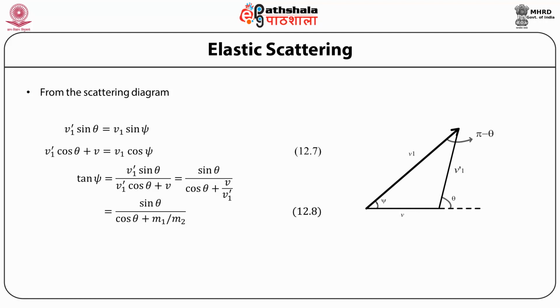Then v1 prime cosine theta plus v is equal to v1 cosine psi, and from here we have tangent psi equal to v1 prime sine theta divided by v1 prime cosine theta plus v, which can be written as sine theta divided by cosine theta plus v by v1 prime, which is equal to sine theta divided by cosine theta plus m1 by m2, since v by v1 prime is m1 by m2.